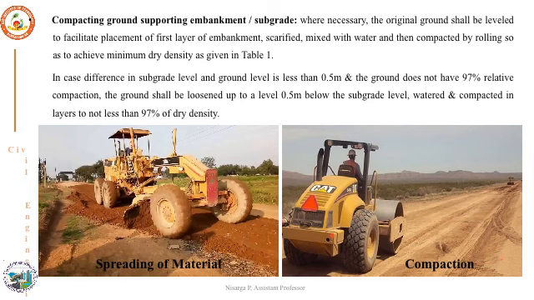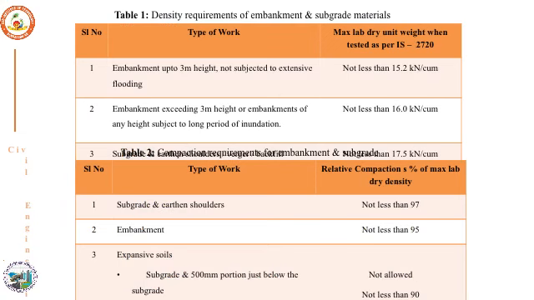So how much compaction is preferable? In case the soil in the subgrade and the ground level is less than 0.5 meter, and the ground does not have 95% compaction, then the ground has to be loosened for the top 0.5 meters below the subgrade level. It has to be watered and compacted in layers, and the density achieved must not be less than 97% of the dry density.